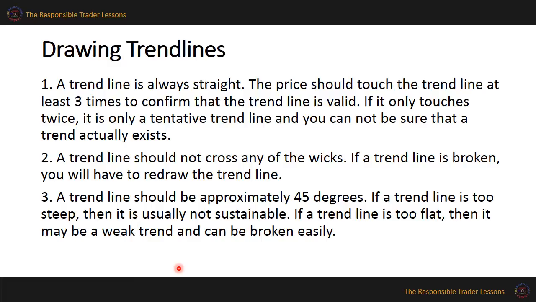A trend line should be approximately 45 degrees. If a trend line is too steep, it is usually not sustainable. If a trend line is too flat, then it may be a weak trend and can be broken easily.